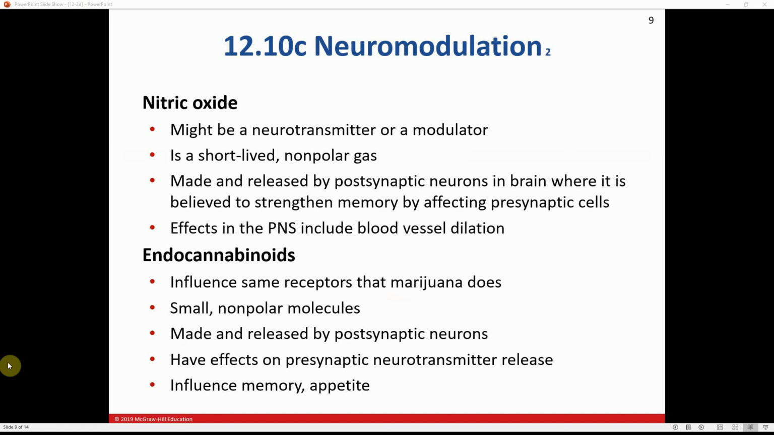The endocannabinoids influence the same receptors that marijuana does, hence the cannabis. Endo means from within, so the endocannabinoids are made by the body. These are small nonpolar molecules. They're made and released by our postsynaptic neurons, and they have an effect on presynaptic neurotransmitter release, and they help to influence memory and appetite.